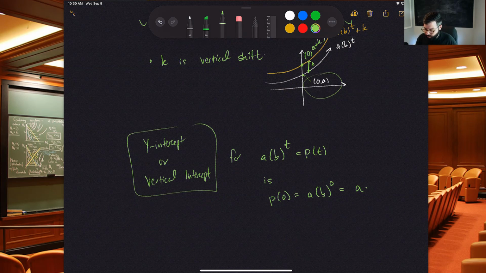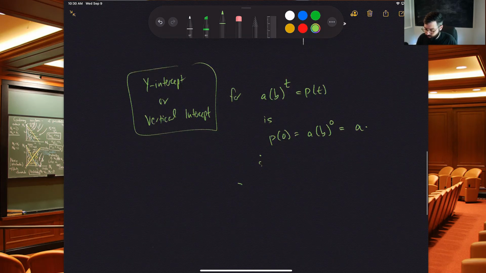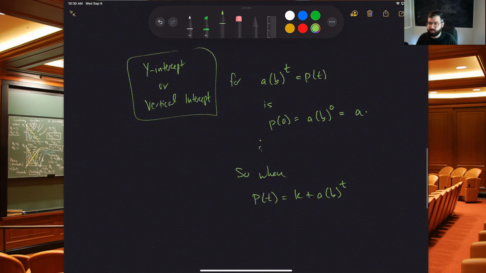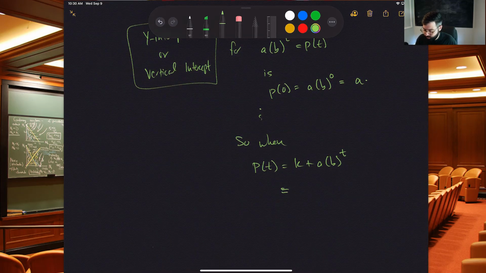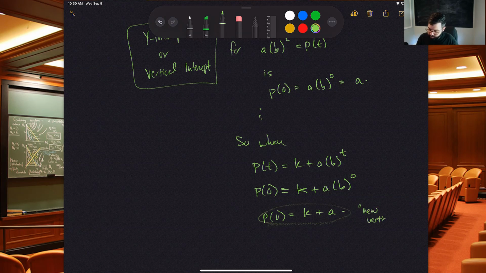So that makes sense that when p of t equals k plus a b to t, we'll use some actual numbers in a minute. This should be equal to, p of 0 should be equal to k plus a b to the 0, right? And what is b to the 0 again? It's 1, so then p of 0 needs to be equal to k plus a. So this would be my kind of new vertical intercept if it's been shifted. Okay.